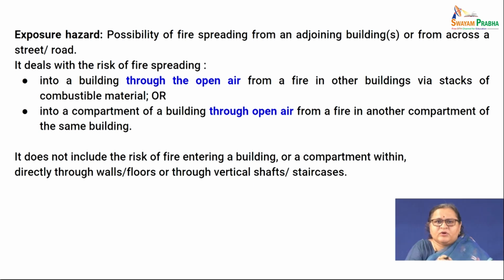Exposure hazard is the possibility of fire spreading from an adjoining building or from across the street or road. It deals with the risk of fire spreading through the open air, which is radiation, into the compartment of a building through open air, that is through convection, from a fire in another compartment of the same building. It does not include the risk of fire entering a building or a compartment directly through wall, floor or through vertical shaft or staircase. So, that is what is exposure hazard.